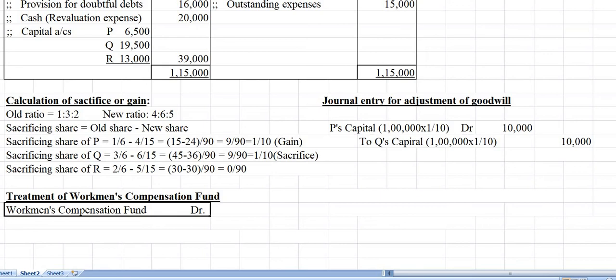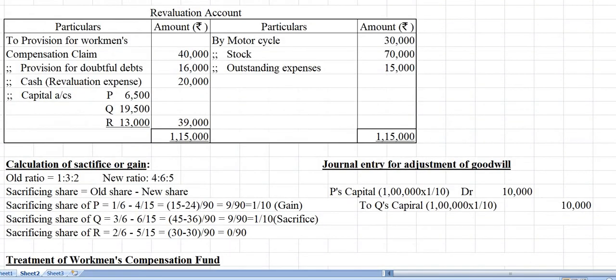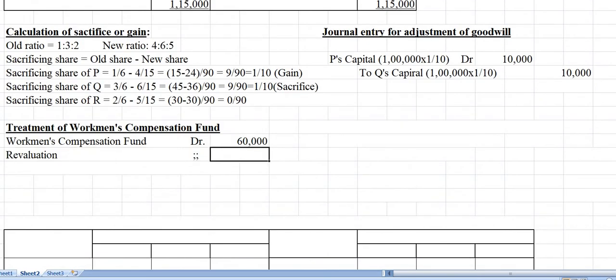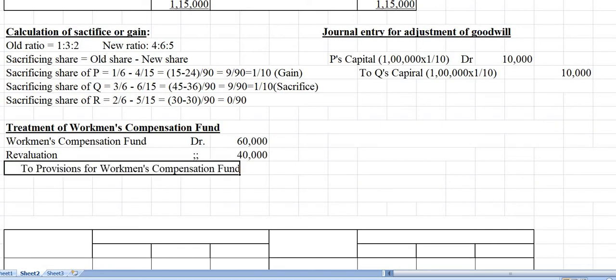Workmen's compensation fund, total amount was 60,000. And claim is 1 lakh. So our loss here is 40,000. That will be adjusted in the revaluation account. That is what we have written here. Provision for workmen's compensation claim. Revaluation account debit to provision for workmen's compensation claim. How much? 40,000 to provision for workmen's compensation claim, 60,000 plus this 40,000, 1 lakh.